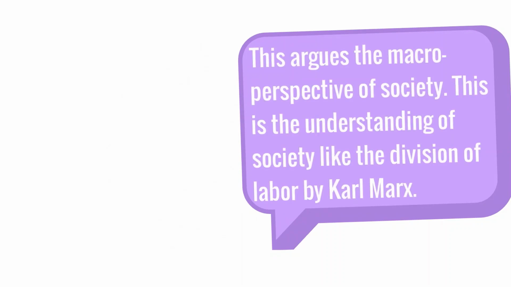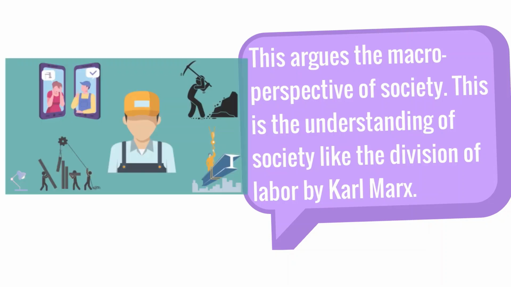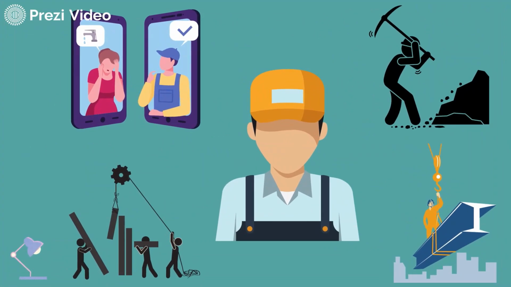Next, social conflict. This argues the macro perspective of society. This is the understanding of society, like the division of labor by Karl Marx. Karl Marx and Melvin Tumin consider stratification unjust and unnecessary. For example, the poor needed to perform hazardous jobs but are underpaid, while there are businessmen who sell goods and services to the poor. Marx emphasizes a classless society.